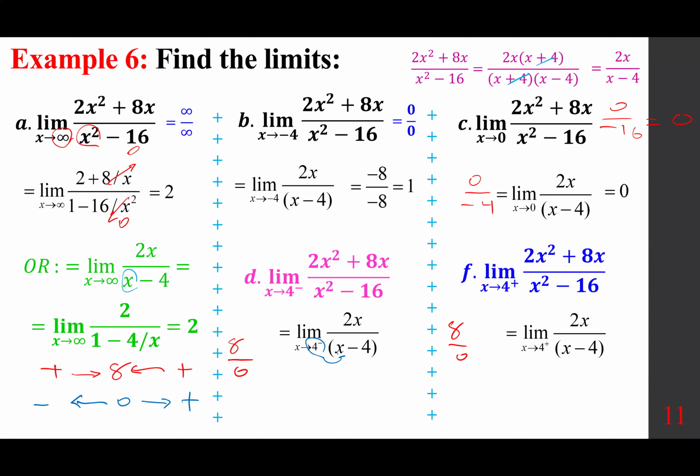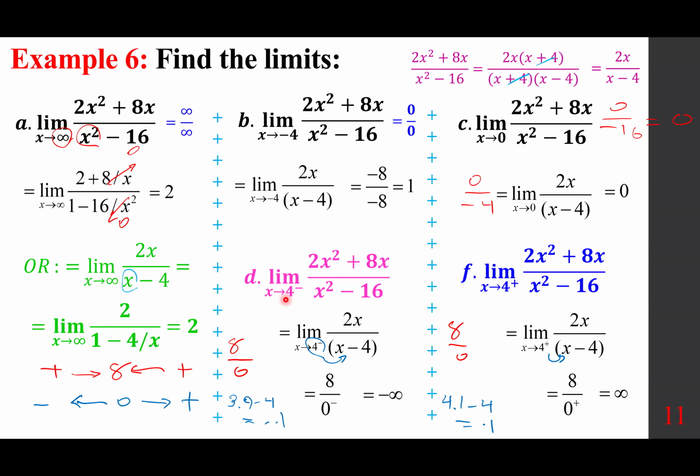So if we look at 4 from the left, such as 3.9, we get negative 0.1. So it's 8 over 0 from the left. And although it's infinity, the sign tells us positive over negative is negative infinity. But over here, if you go with 4 from the right, such as 4.1 minus 4, you get positive 0.1. And now infinity is positive because positive over positive is positive. So that's the difference between the two.